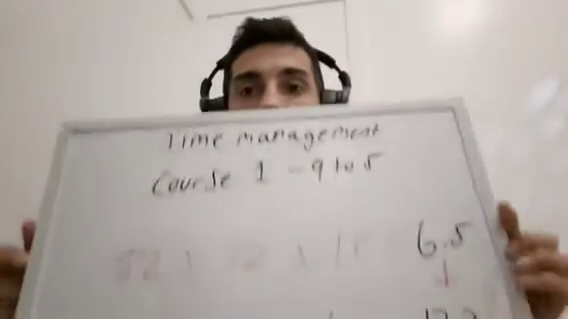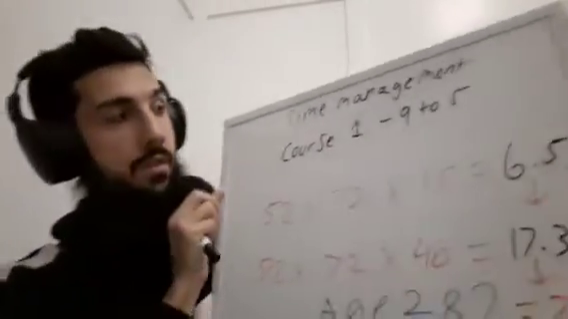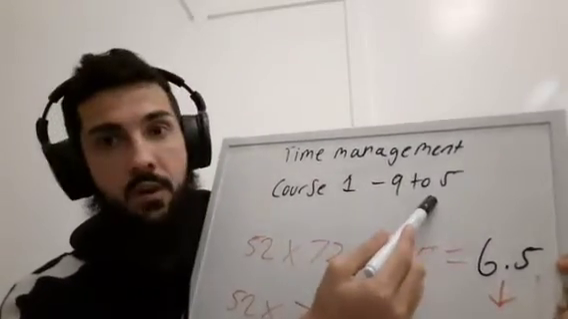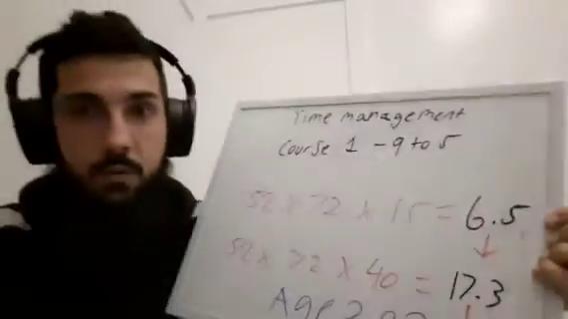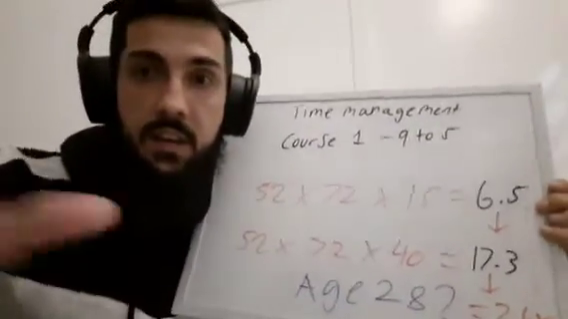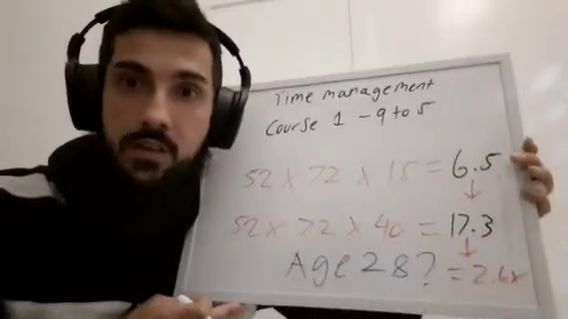I need you to understand over here, I have a beautiful set measurement of the time management, which is course 1 in 9 to 5. I need you to understand this calculation, which is a nice, beautiful way to understand how you're going to calculate your time management in regards to 9 to 5.